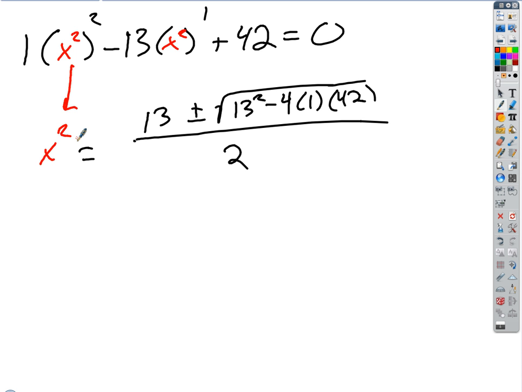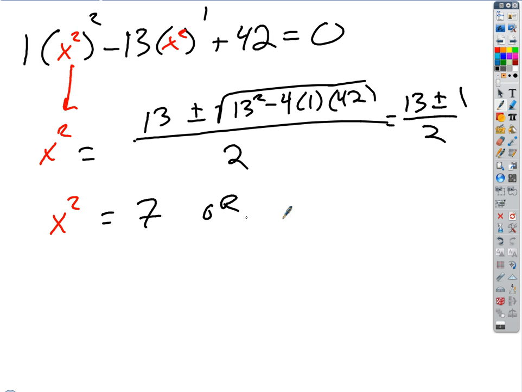So now let's just simplify that, see what we get. x squared equals 13, so that's 169 minus 168 is 1. I get a 1 under the radical. What's the square root of 1? 1, right? So this boils down to 13 plus or minus 1 over 2. What if I take the plus? 13 plus 1 is 14 over 2, so I'd get x squared equals 7.